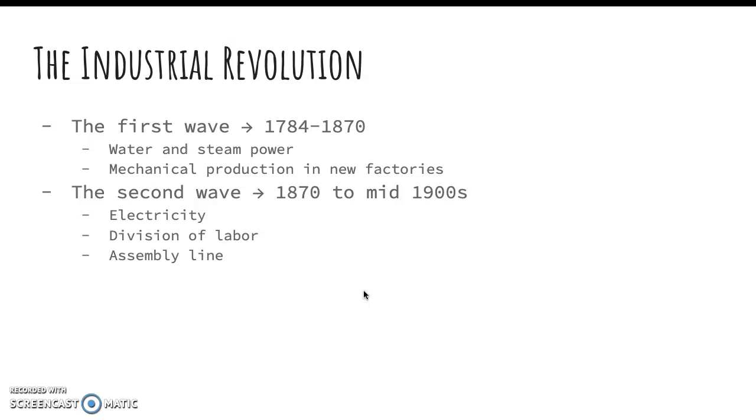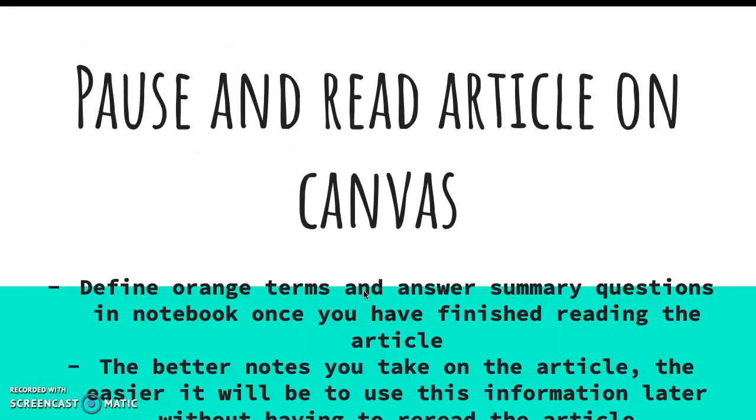The second wave began in the late 1800s. This is when we see the development of electricity, division of labor, and the assembly line. So other things contributing to the growth of the factory and machinery, things like that.